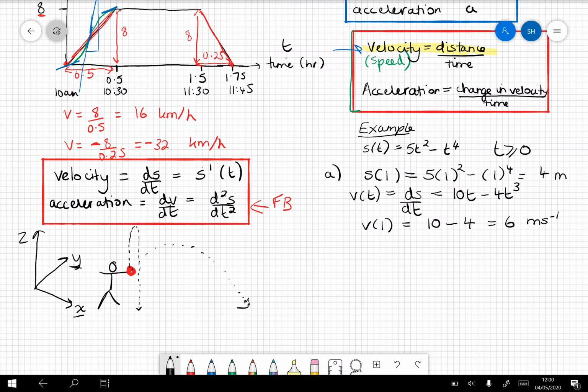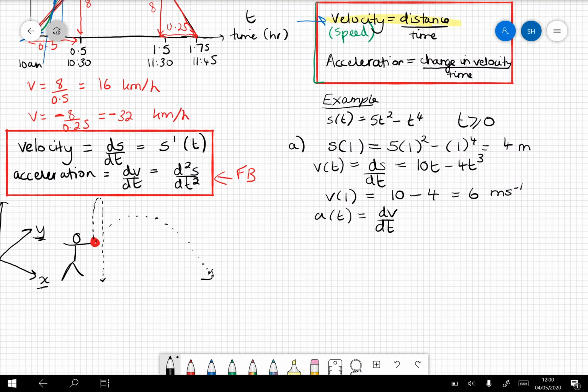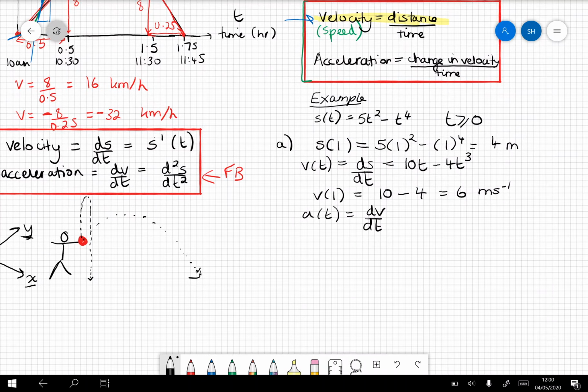per second. And then finally it wanted the acceleration. And for that, we're going to use the second formula, that it's the derivative of velocity. So I'm going to differentiate that equation. So we're going to get 10 minus 12t squared. And if I want the acceleration at time 1, it would be 10 minus 12, or minus 2 meters per second squared.